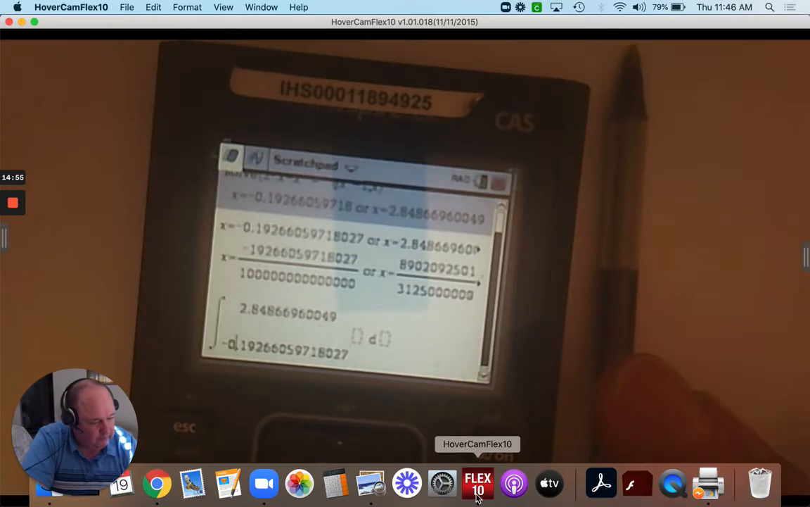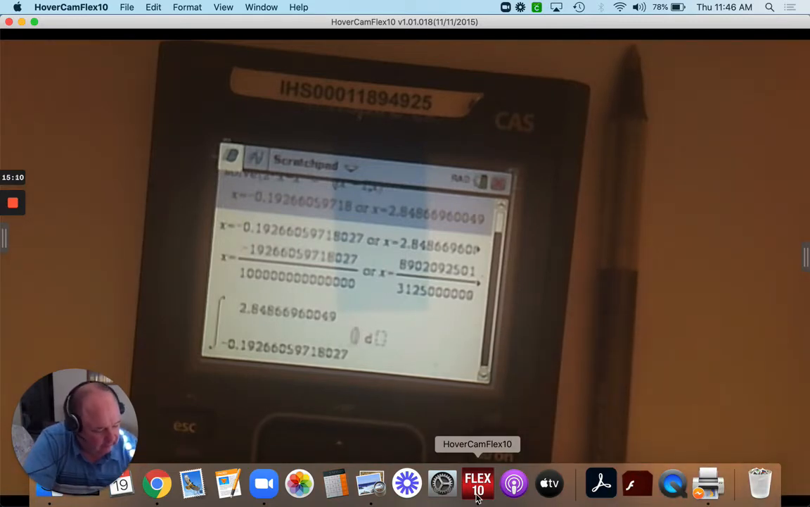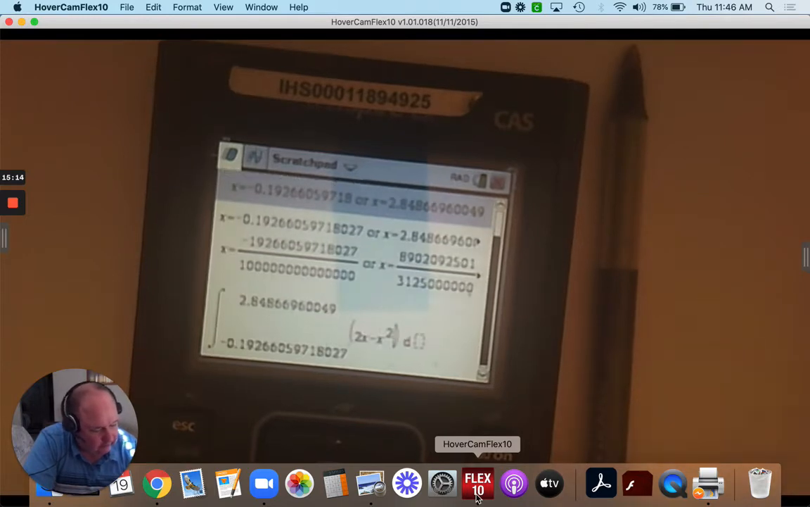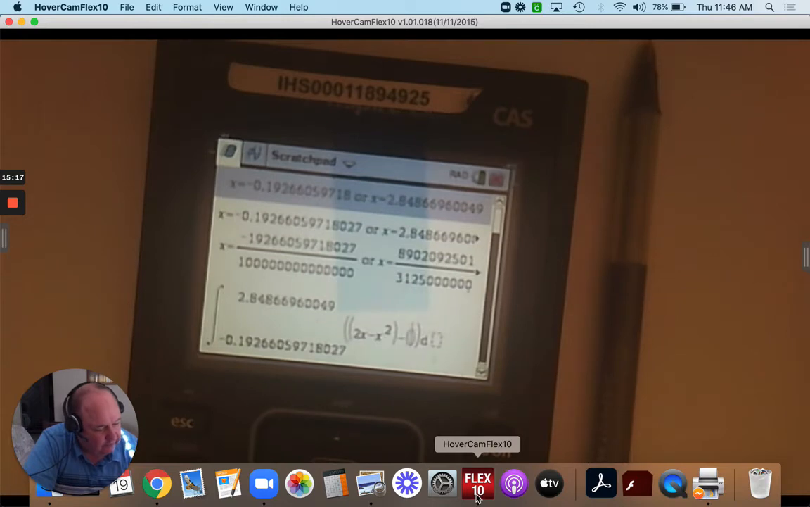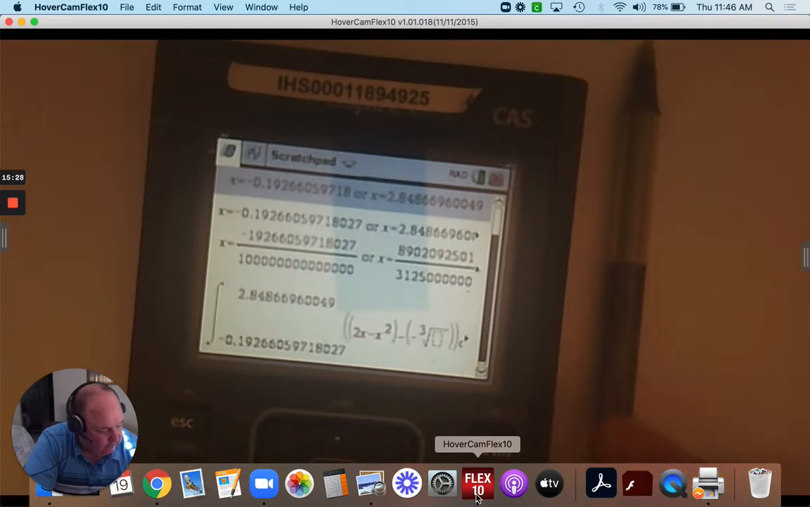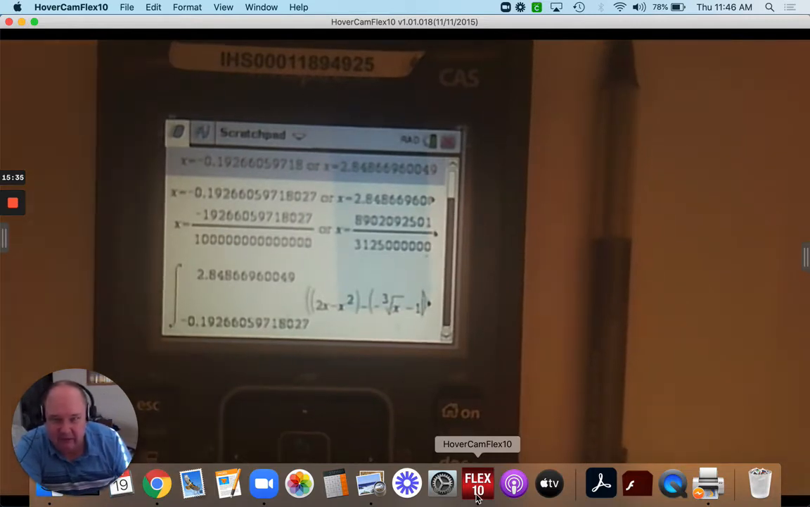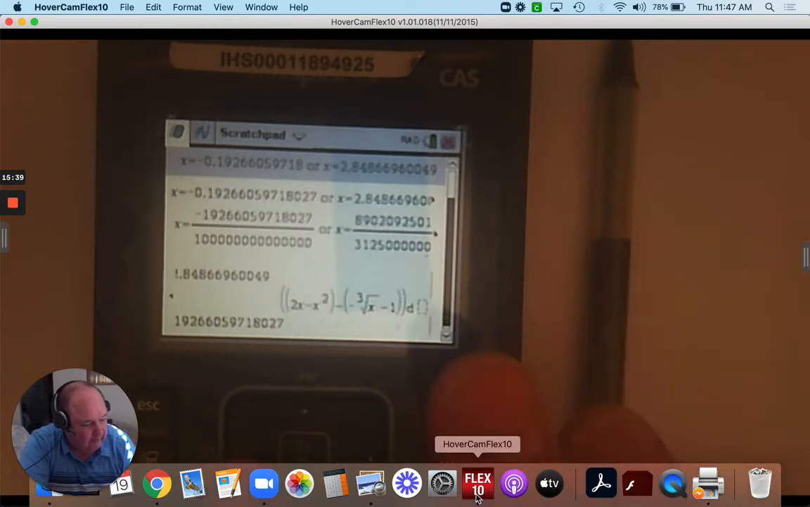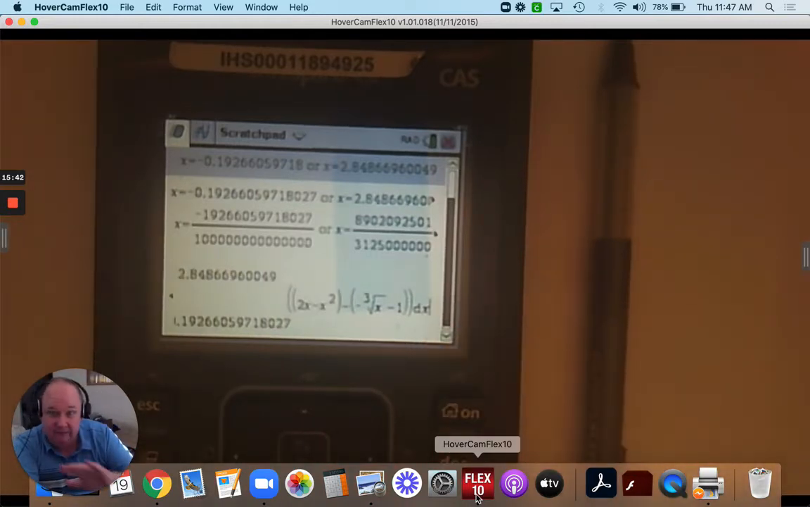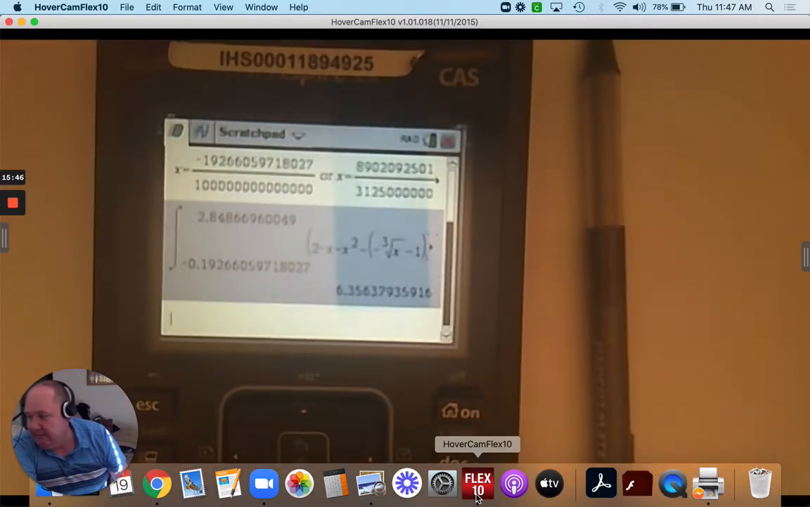So move the cursor to the box. And then we're going to type in parentheses, 2x subtract x squared, subtract parentheses, negative the cube root of x, move the cursor, subtract 1. Just double check, did you type it in correctly? All the signs are right, the radical sign, everything's typed in well. And then make sure at the end we're integrating with respect to x. That's all set up now. Control Enter, and you have your answer for the area.